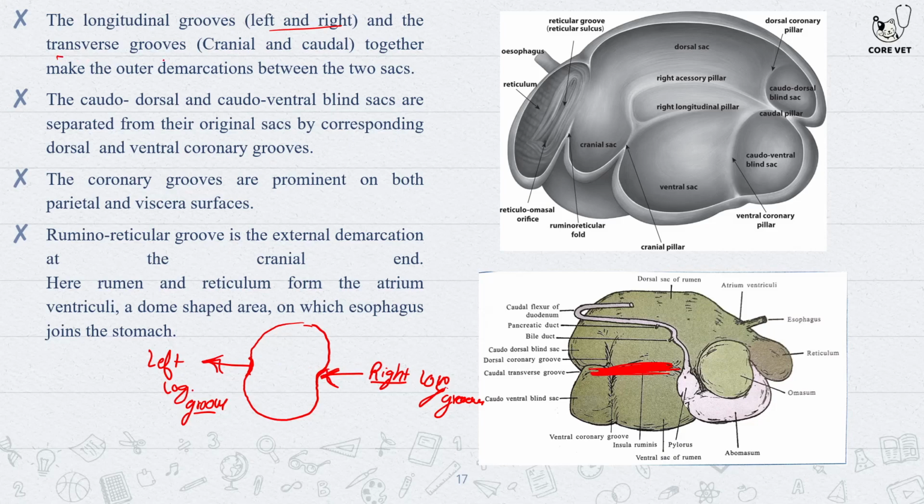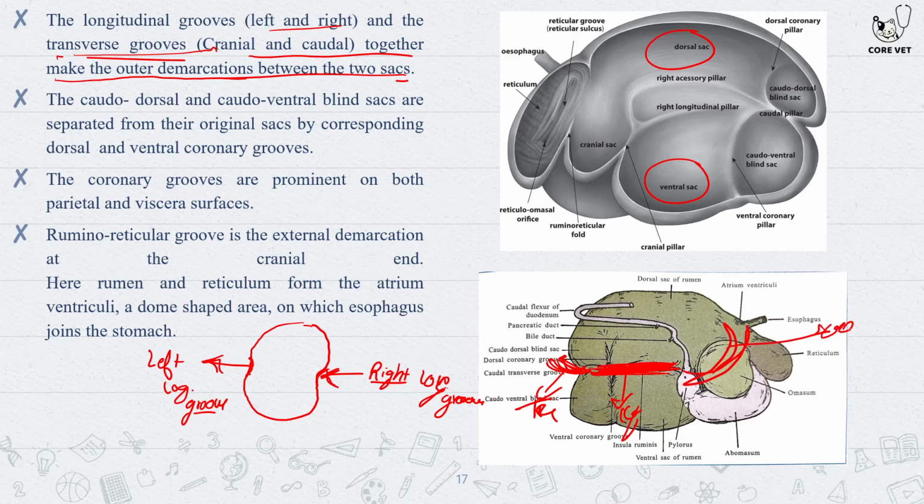The transverse grooves, cranial and caudal, together mark the outer demarcation between the two sacs. Now we all know that there are the dorsal sac and the ventral sac in the rumen, and the two sacs are demarcated by the longitudinal groove and the transverse grooves, cranial and caudal. This is the caudal transverse groove, this is the longitudinal groove, and from the cranial side there will be the cranial transverse groove. So the cranial, the longitudinal, and the caudal, these three grooves mark an outer demarcation between the dorsal and the ventral sacs.